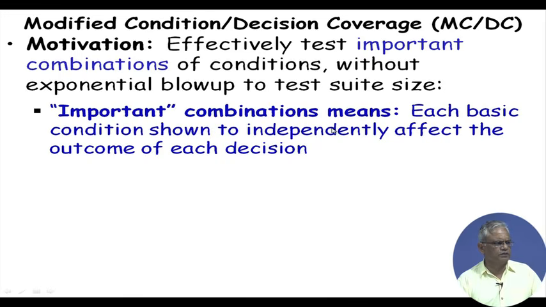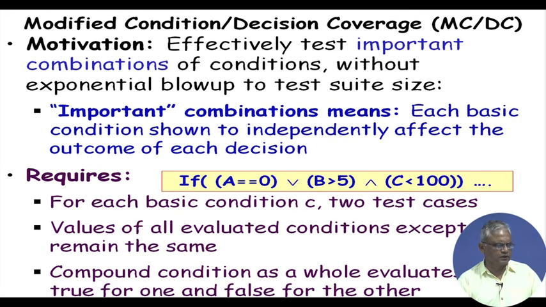So, we need not use 32 because of the short circuit evaluation. Now, let us see what is multiple condition decision coverage. So, here we test some important combinations of conditions, and therefore, the number of test cases is much less, actually linear in the number of basic conditions. We avoid the exponential blow up in the size of the test cases, but at the same time we achieve almost as thorough testing as the multiple condition coverage testing.